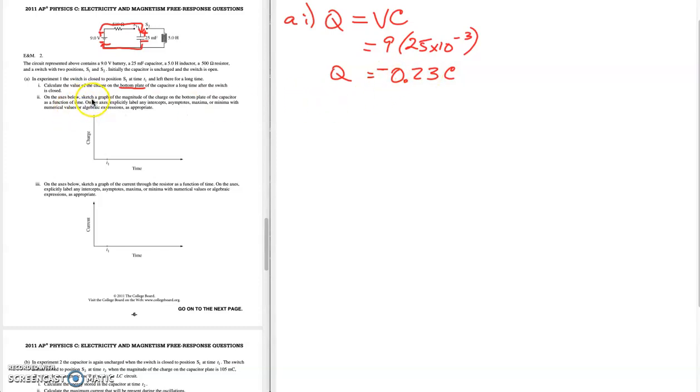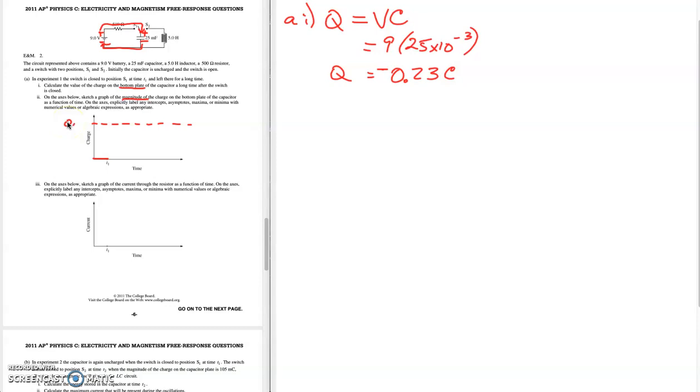All right, part 2. At T1, we close the switch. Well, before T1, until T1, there is no charge. And then starting at T1, charge builds up, and they want the magnitude of charge.